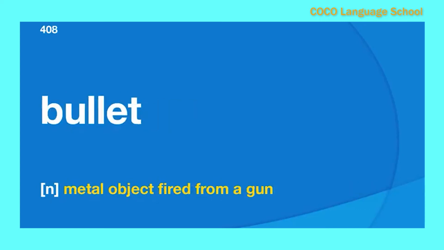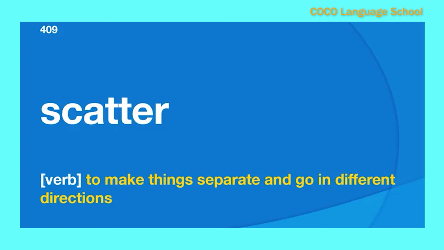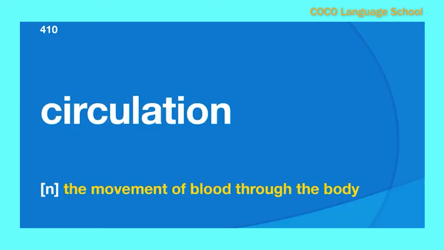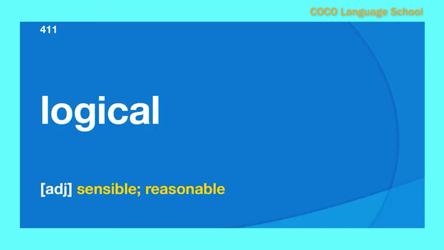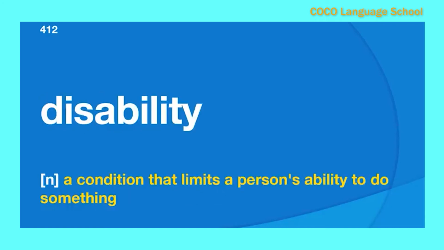Metal object fired from a gun. Bullet. To make things separate and go in different directions. Scatter. The movement of blood through the body. Circulation. Sensible, reasonable. Logical. A condition that limits a person's ability to do something. Disability.